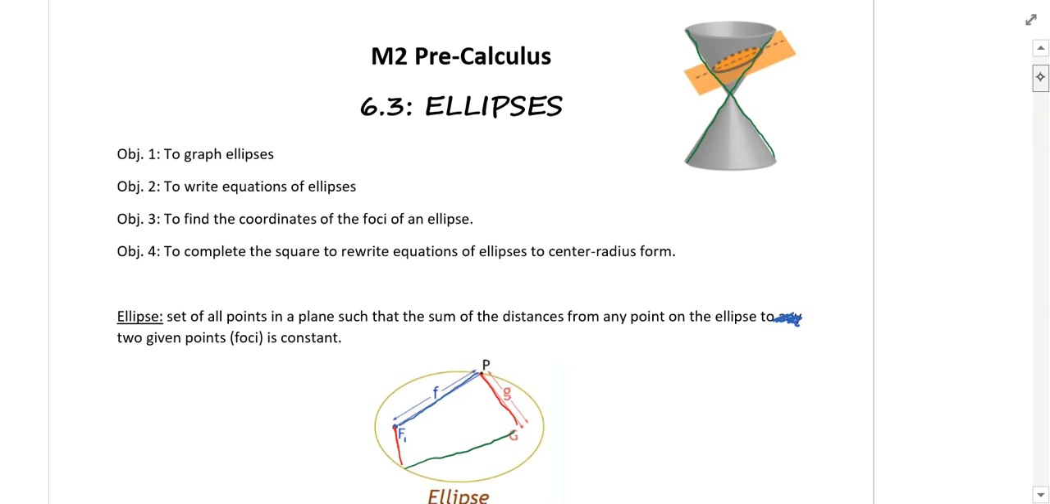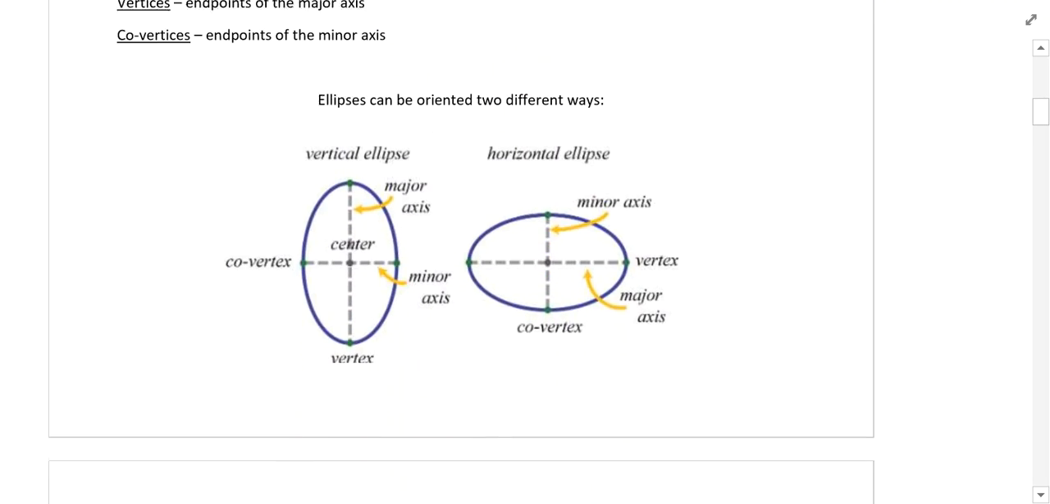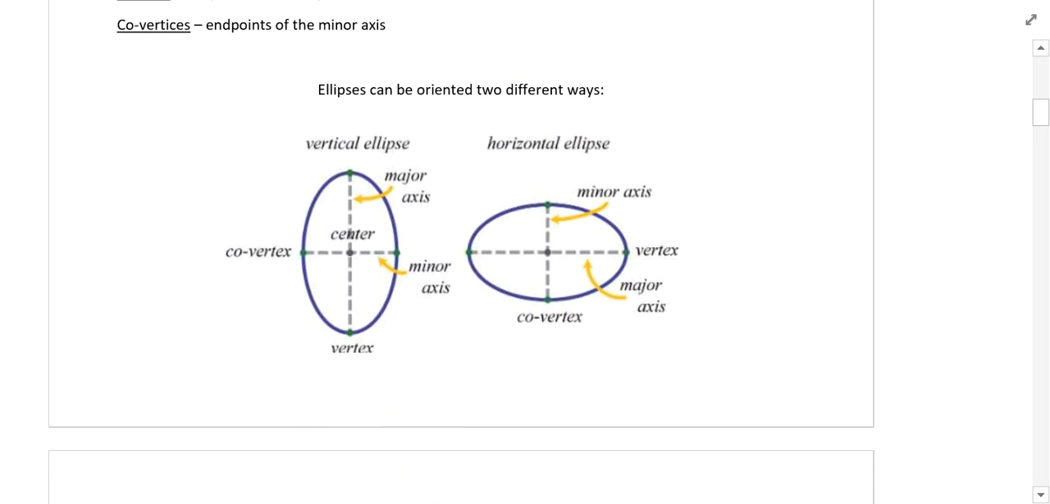So, some vocab, and we saw some of these vocab the other day in Desmos, but the major axis is the longer diameter, the minor axis is the shorter diameter. That's point on the ellipse to point on the ellipse. We have vertices, those are the endpoints of the major axis, and covertices, that's a new one, that's endpoints of the minor axis. We have our two different orientations on an ellipse. We can have a vertical ellipse, or that egg kind of shape, or we can have a horizontal one that looks more like Stewie Griffin's face.